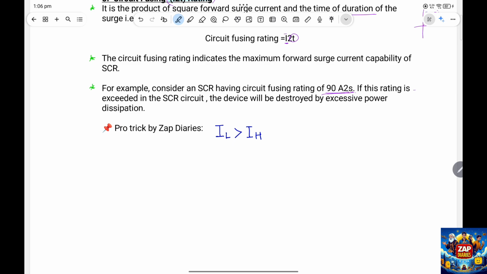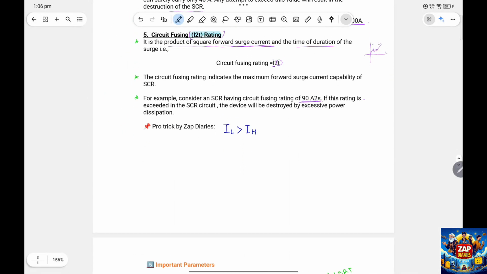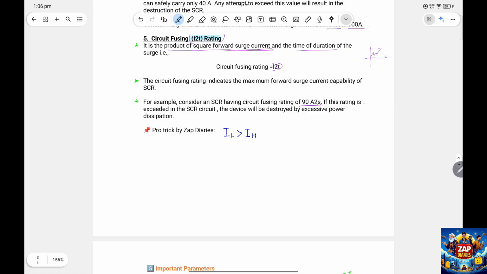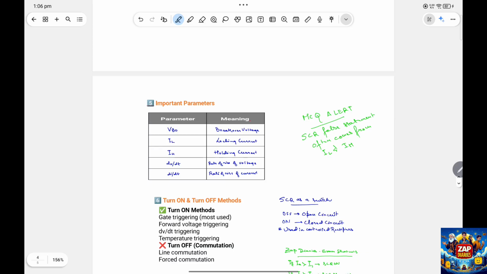And how should you remember the whole thing? I have a pro trick for you. Just remember, the latching current is always greater than the holding current, IL greater than IH.